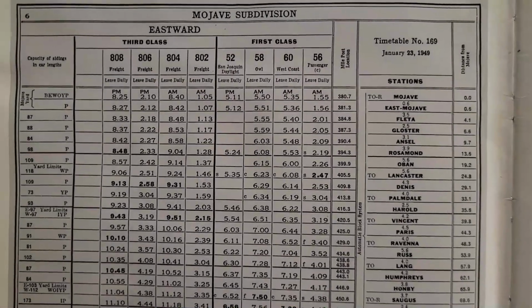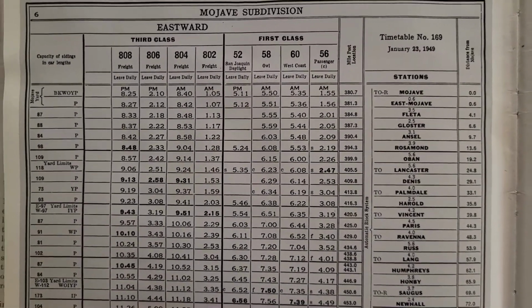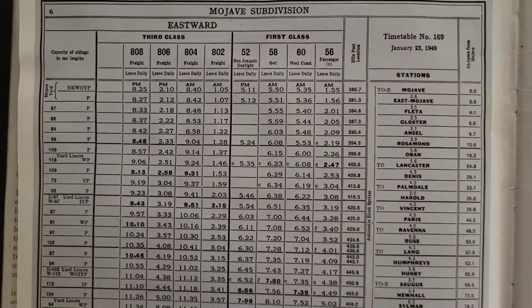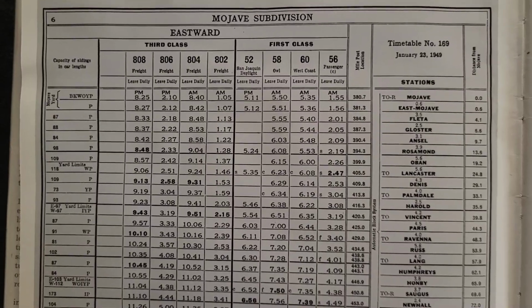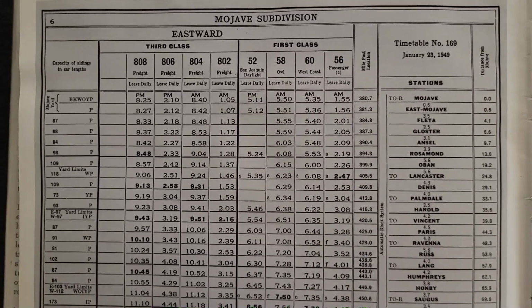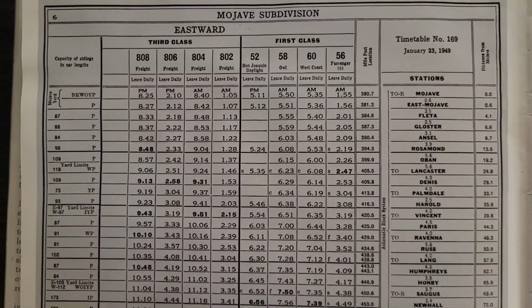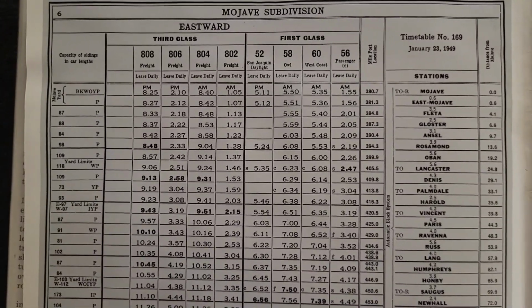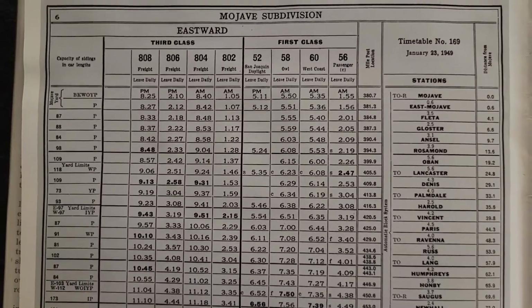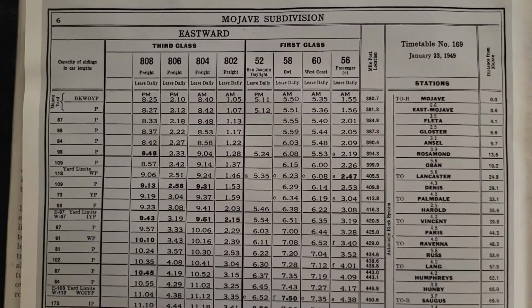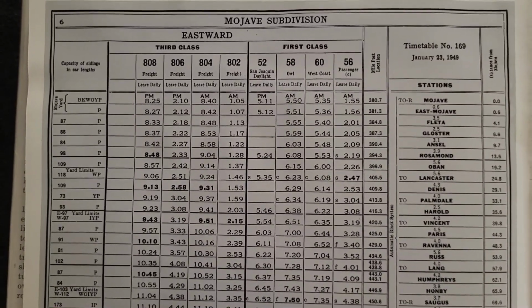Okay, I'd like to touch on one more thing before I let all of you go. When timetables were first created, they were exactly that. They were timetables. They told you when specific trains were going to arrive and depart, specific stations, and in what direction and what time. And this is the timetable, number 169, from January 23rd, 1949.